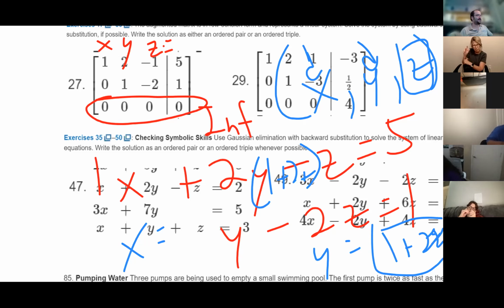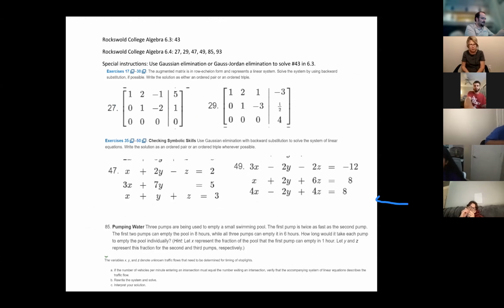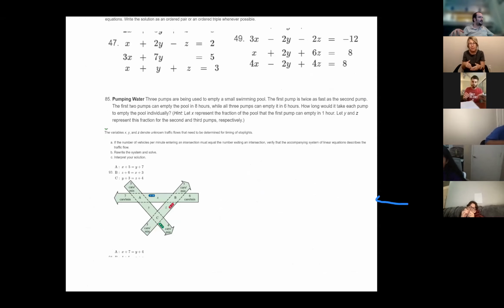Okay, so we got a few more to work through. We got technology that we can use to work through it. So let's clear this off. No more annotations. We got 47, 49, and then we got two word problems, I believe, right?